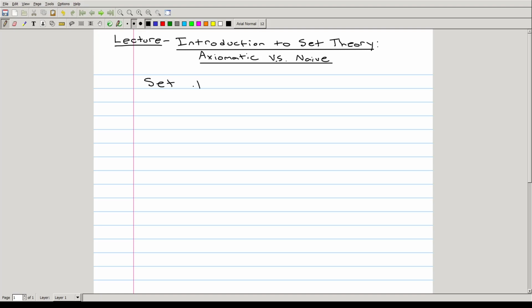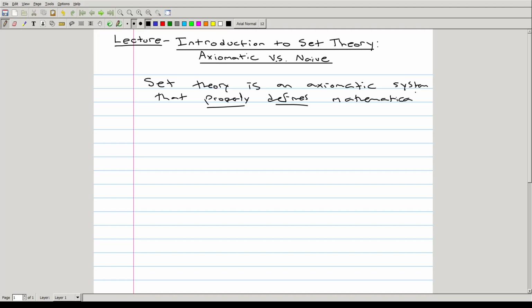So set theory is an axiomatic system that properly defines a mathematical set, or mathematical sets, and how such sets interact with one another.